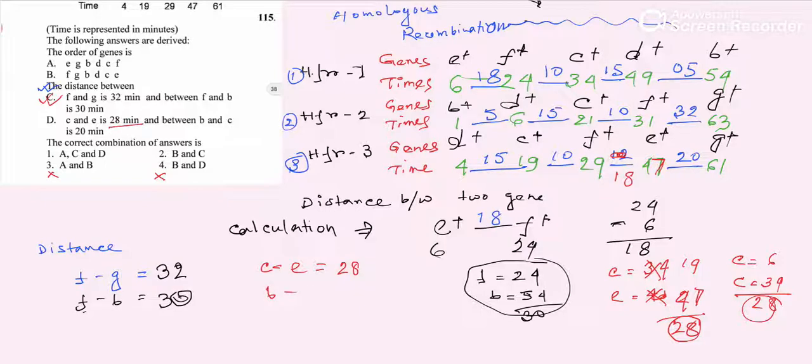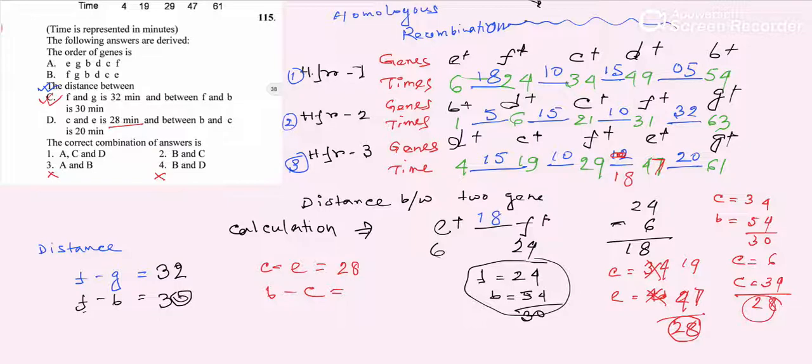And another distance they have given, that is B and C. B and C we can find that C is 34 and B is 54. So the distance between them is 30. We can easily calculate from here.